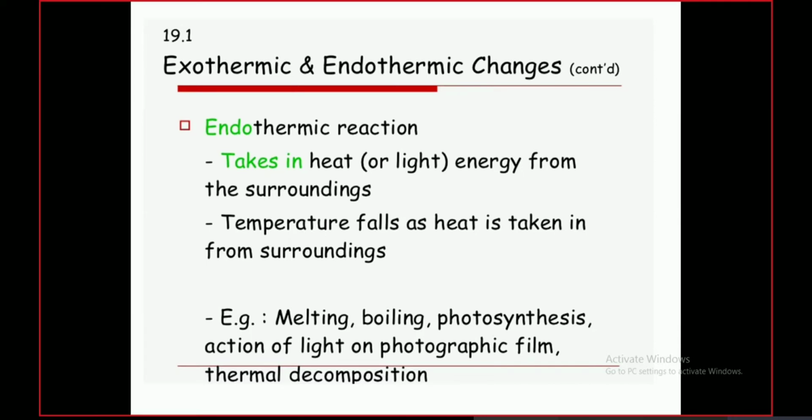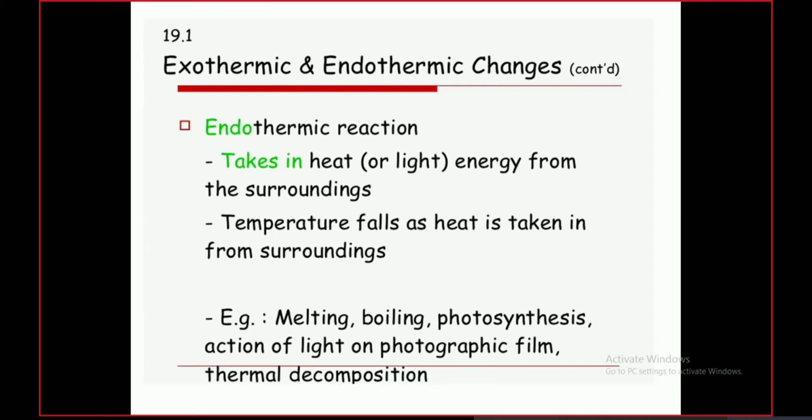The same happens in photosynthesis. Photosynthesis is a process in which plants absorb light, or energy, from the sun to make their food. Photo stands for light. So that light is absorbed by the plants, and that is an example of an endothermic reaction.